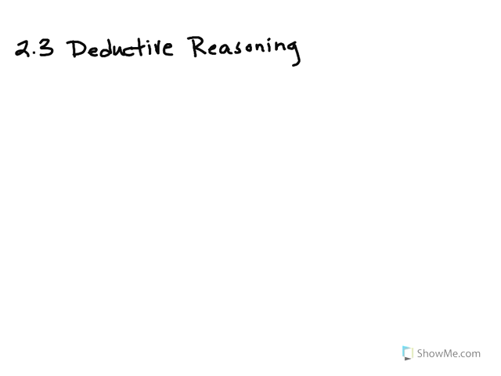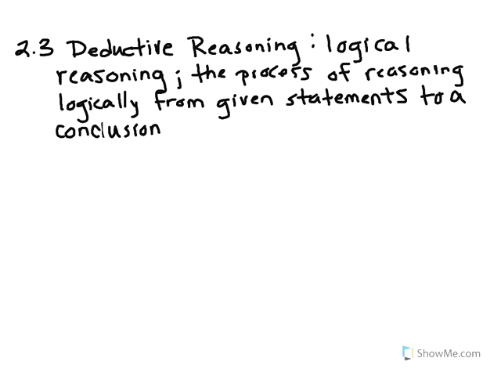This is lesson 2.3, which talks about deductive reasoning. So, what is deductive reasoning? Deductive reasoning is logical reasoning. In other words, it's the process of reasoning logically from given statements to a conclusion. This is like what lawyers do. This is what you do when you argue with your mom and dad about why you're trustworthy enough to go to the movies with your friends, etc., etc.